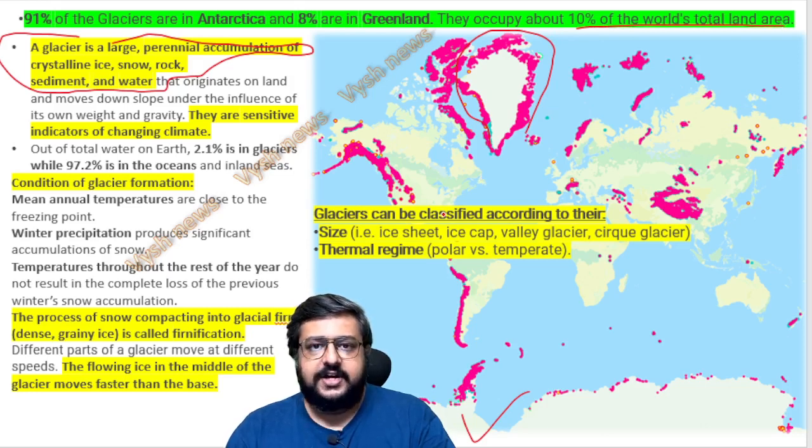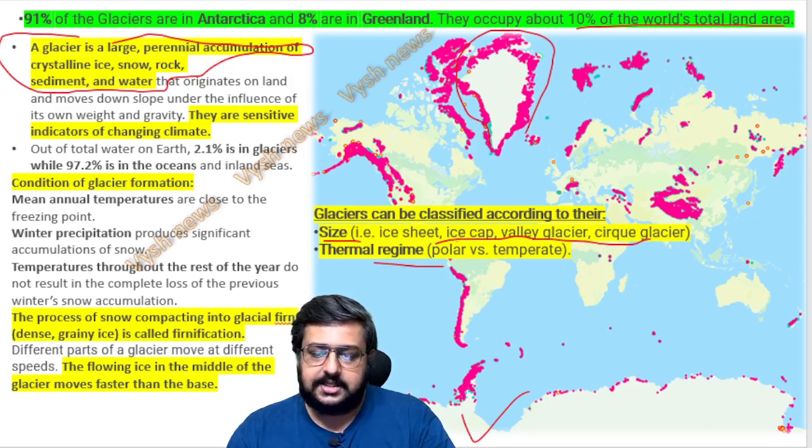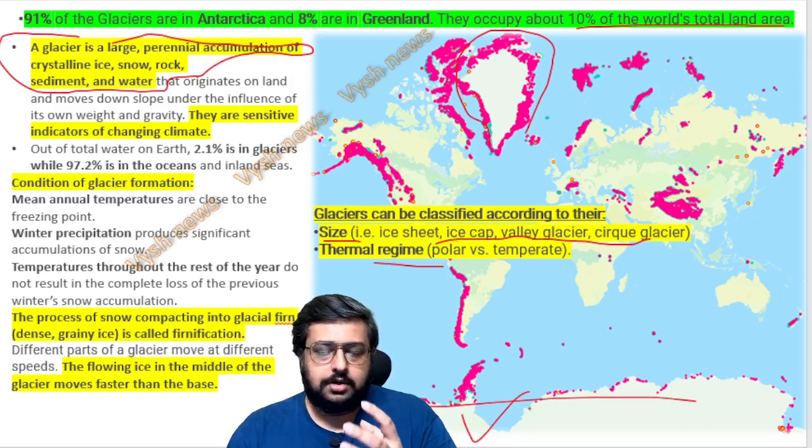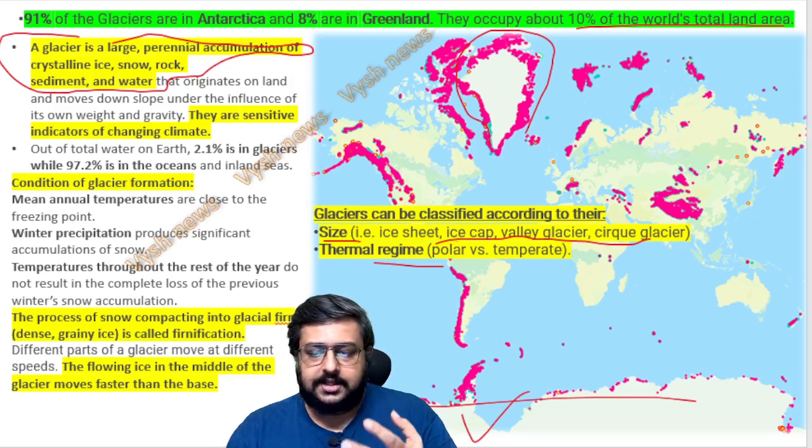And it can be classified in two ways. One is based on its size. You will tell whether it's a sheet, a cap, a glacier, a cirque glacier, like that, different sizes. Or the thermal classification, meaning whether it is in a polar region like the Antarctic or Arctic, or in other temperate zones like in the Americas or Asia. The difference is that in the polar regions, obviously it will be solid, hard ice. Other places will be a mix of water and ice, meaning based on seasons, it can become ice or non-ice also. That is the difference between the two.